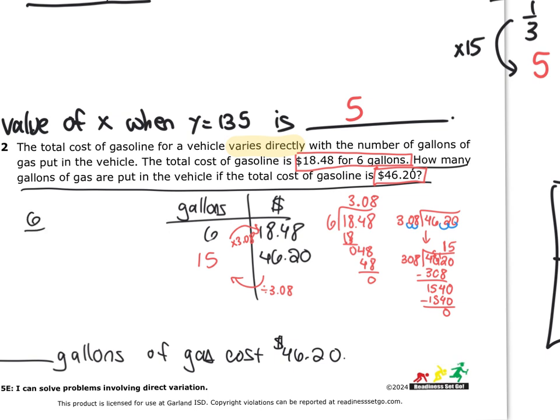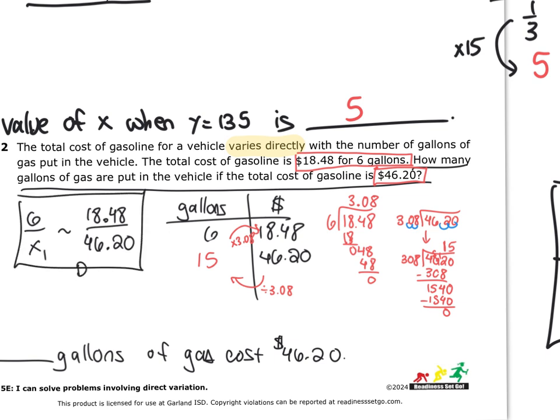I could have written a proportion. Remember, a proportion is a type of equation that says that two ratios are equal. So I could have written a proportion like this, right? And that's really an equation, which means Desmos can solve it for me. So I would then write this with a tilde. Replace my equals with a tilde and then write x sub 1. Then I can enter this into Desmos, and Desmos is going to tell me that that is 15 gallons of gas.